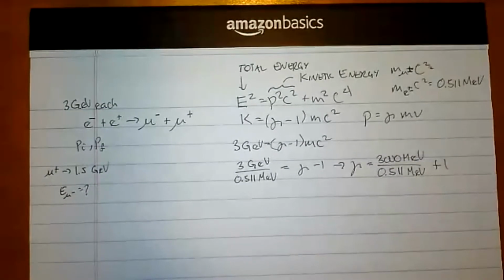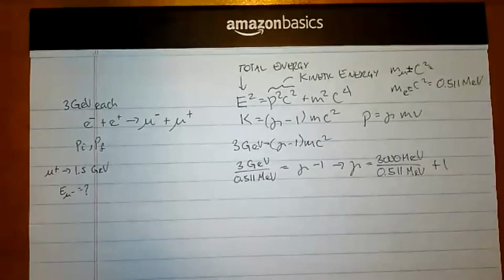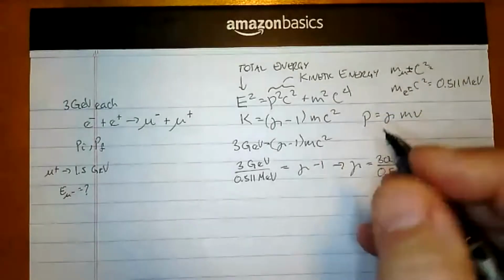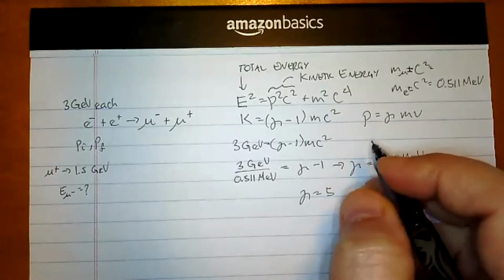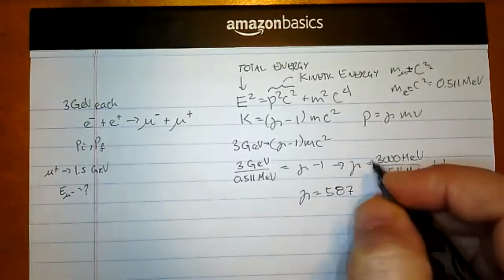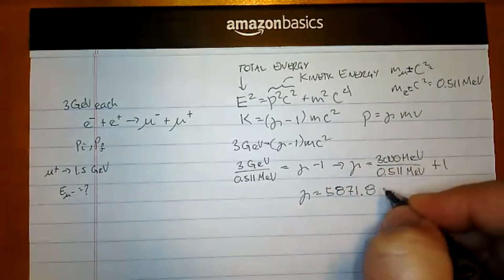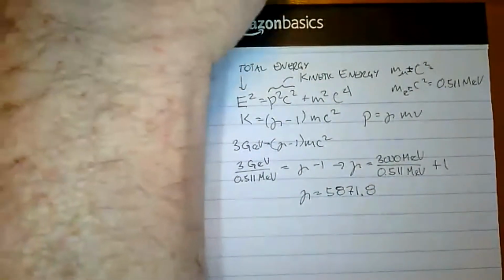So we can do that. And I'm going to do 3,000 divided by 0.511. So it should be around 6,000. And that is in fact that plus 1. So that's actually gamma equals 5,871.8. So that's what gamma is. So we got the gamma factor.